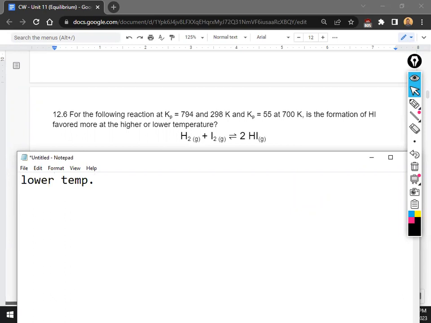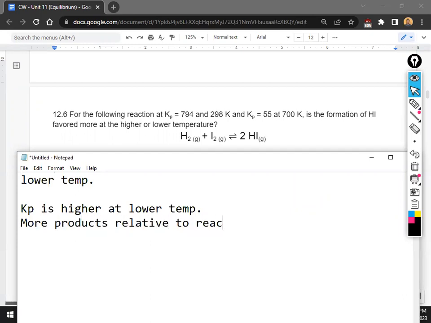Okay, so why is it favored at lower temperature? Yeah, exactly. The easiest way to say it: KP is higher at lower temperature. That basically tells us that you have more products relative to reactants at 298 Kelvin than at 700 Kelvin. So depending on temperature, your KP value can change. And in this situation, the lower the temperature, the more product you will have. That's it. Great job, Brendan.